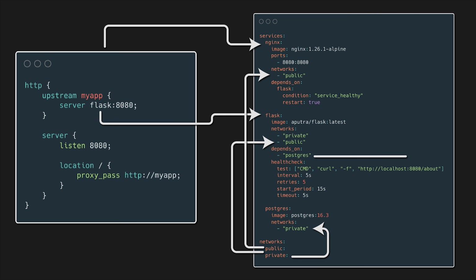Also, I'll show you how to create dependencies using depends_on. In this case, the Flask application will start only after the Postgres container. A more advanced approach is to create a health check. We would use the existing /about endpoint and only start the Nginx container after the Flask app transitions to a healthy state. This approach is more reliable than simply defining the order in which containers are created.